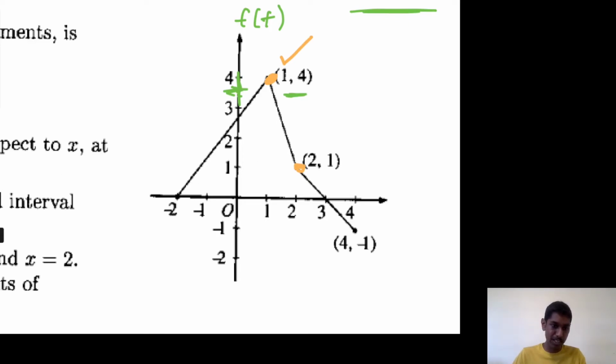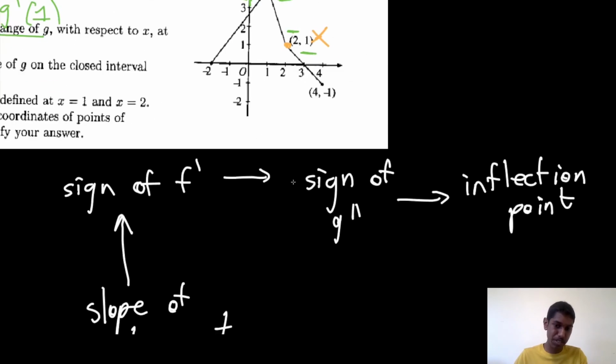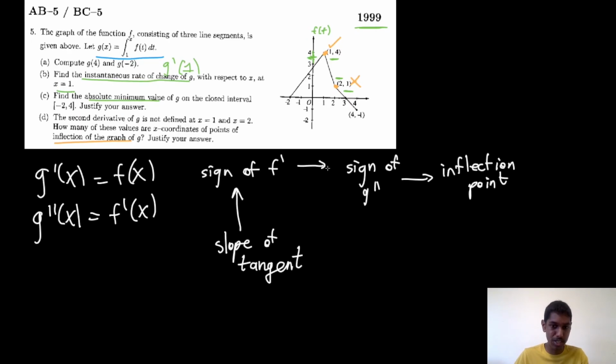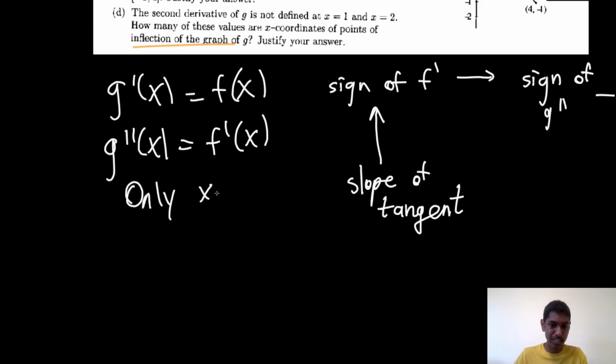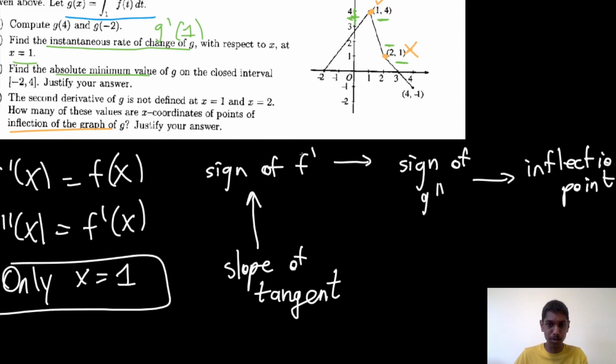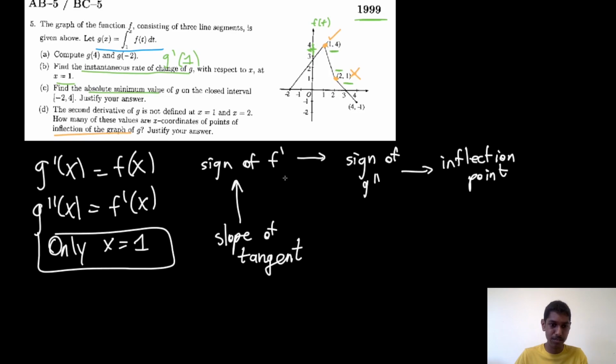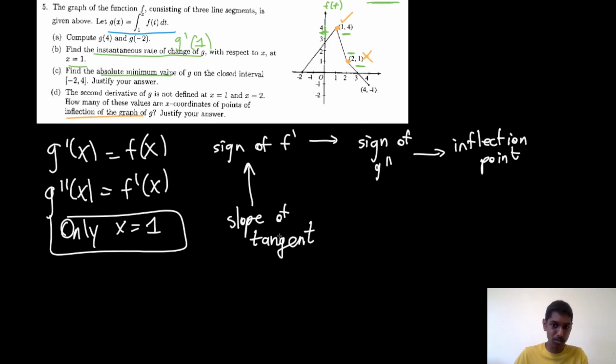But what about x equals 2? Well, we can see that f prime is still negative because it's the same tangent line. And then right after 2, we see that it's still negative. So we do not have an inflection point at x equals 2 because f prime didn't change sign. So we know that g double prime didn't change sign either. So that means that only x equals 1 is an inflection point for the graph of g, and not x equals 2 because the sign of g double prime didn't change.